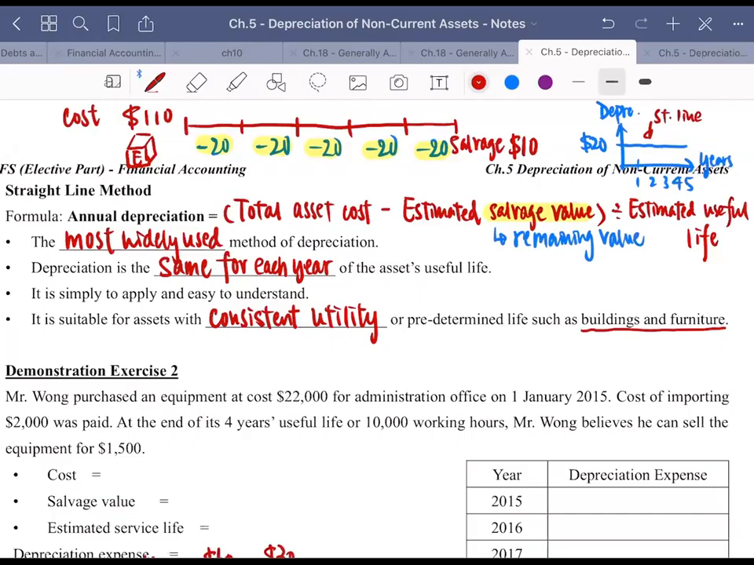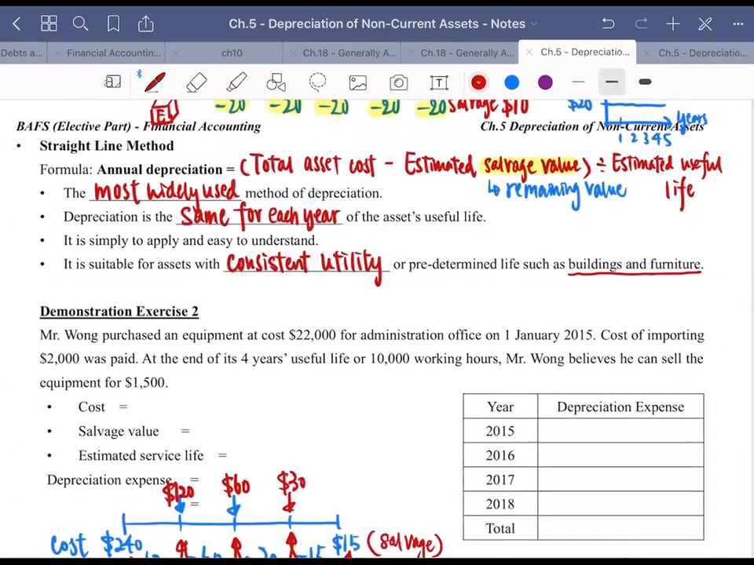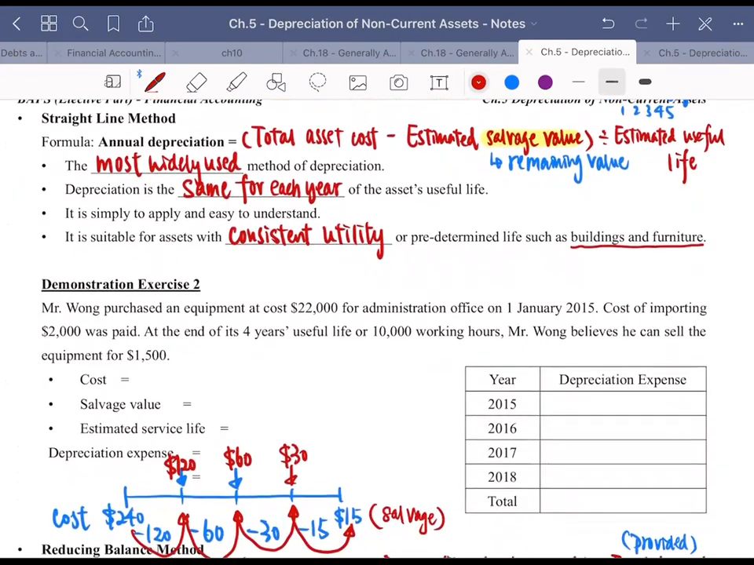So after introducing the characteristics of the straight line method, let's have a demonstration exercise, which is a simple example for calculating the depreciation expense. First of all, let's have a look at the question.